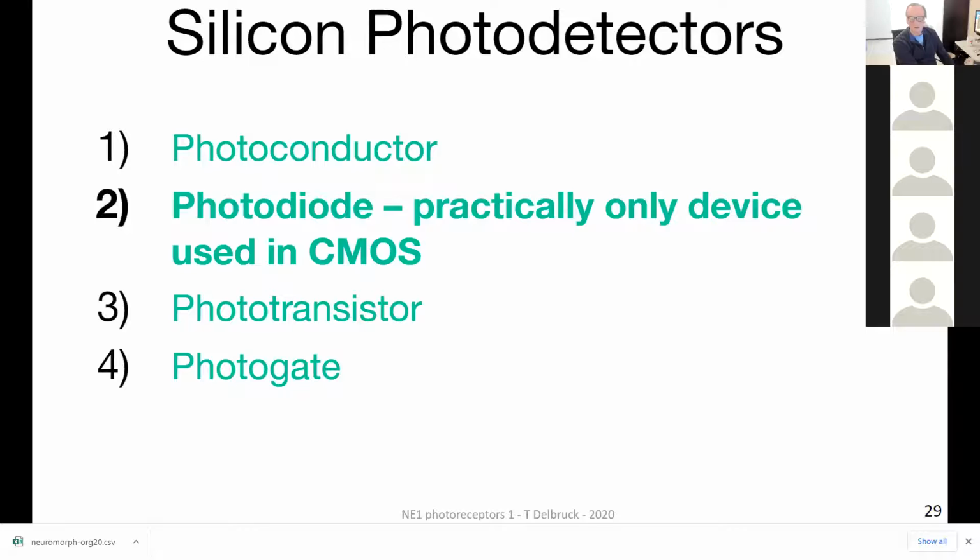Okay. So it turns out there are different kinds of silicon photodetectors called photoconductors, photodiodes, phototransistors, and photogates. In practice, the only one that people really use is so-called photodiodes. So that's the only one I'm going to talk about today.